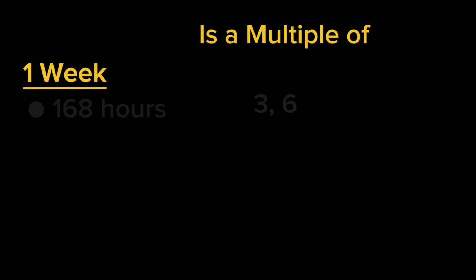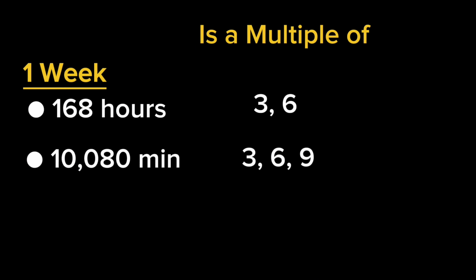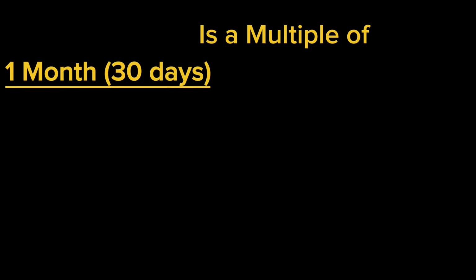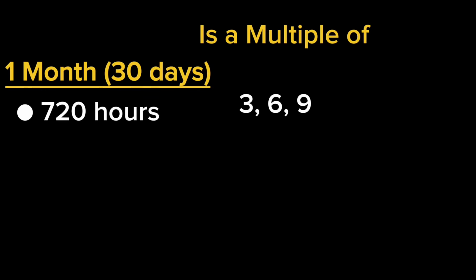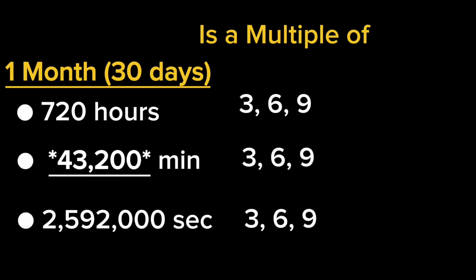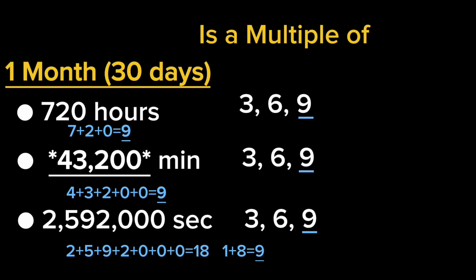In 1 week, there are 168 hours, 10,080 minutes, and 604,800 seconds. Again, we see similar patterns of these numbers being multiples of 3, 6, and 9. In one 30-day month, there are 720 hours, 43,200 minutes, and 2,592,000 seconds. Notice how since all of these numbers are multiples of 9, they have a digital root of 9 as well.